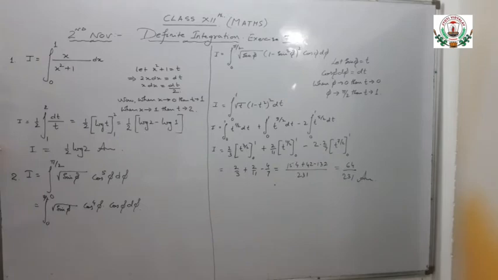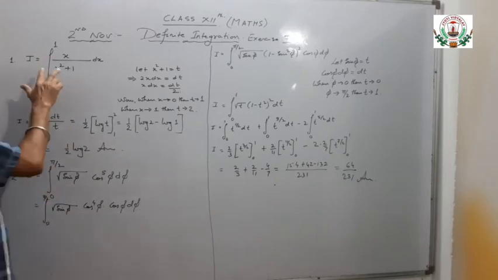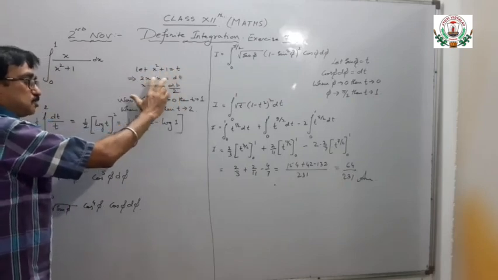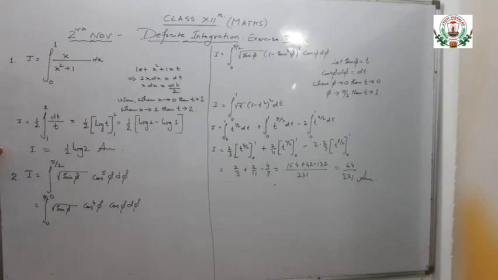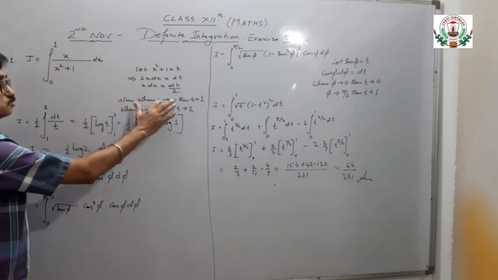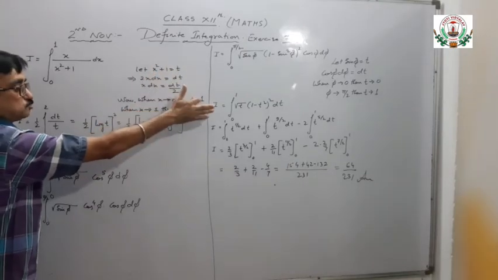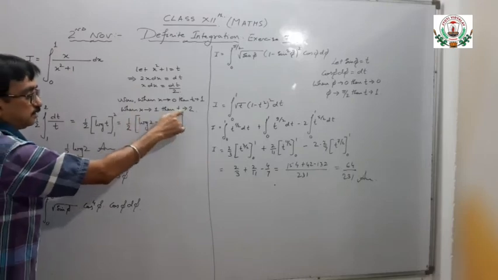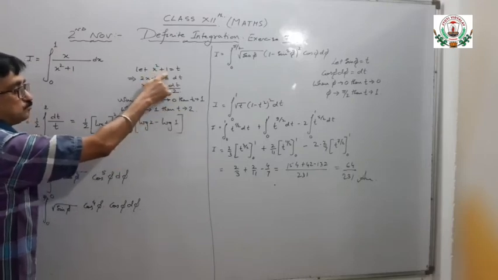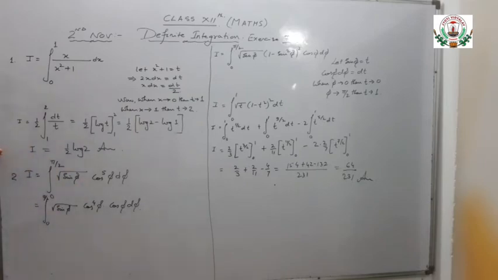Once again you can listen carefully. We are taking x square plus 1 as t, differentiating, we get x dx as dt by 2. But wherever we take any function as another variable, we have to change both the upper and lower limits. When x tends to 0, putting x as 0, t tends to 1. When x is at the upper limit 1, when x tends to 1, then t will become 1 square plus 1, which is 2, and then we will integrate with respect to t and substitute the upper limit minus lower limit, our changed limits.